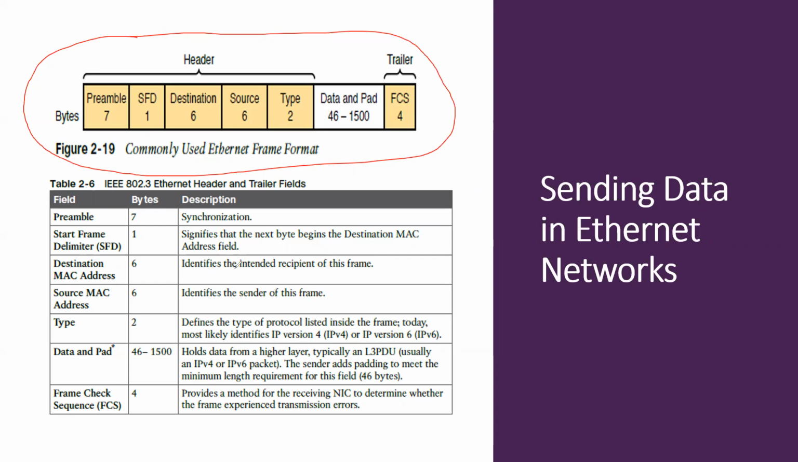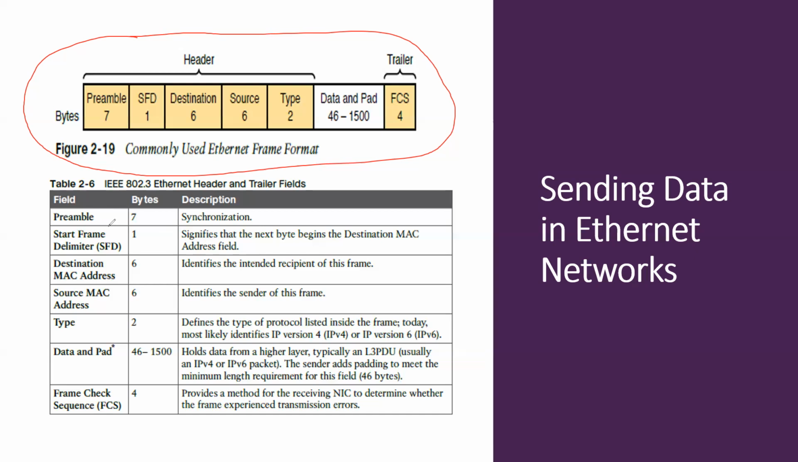In our header, we have our preamble, our SFD, our destination, our source, and our type. In our trailer, we have our FCS. So reading it line by line, we can look at what these different things mean. Preamble means synchronization. You don't need to know that for the exam. This is just for your own knowledge.